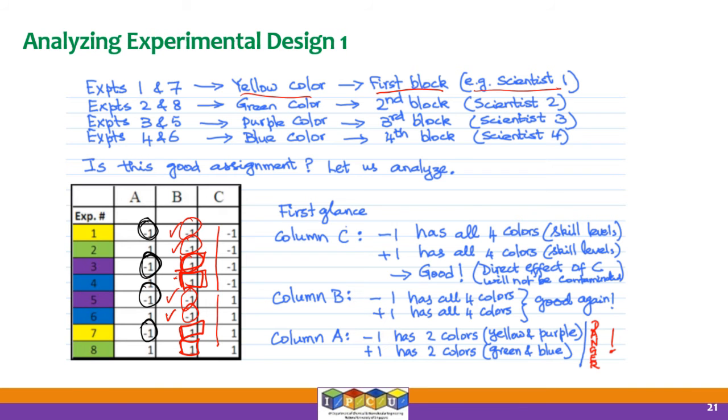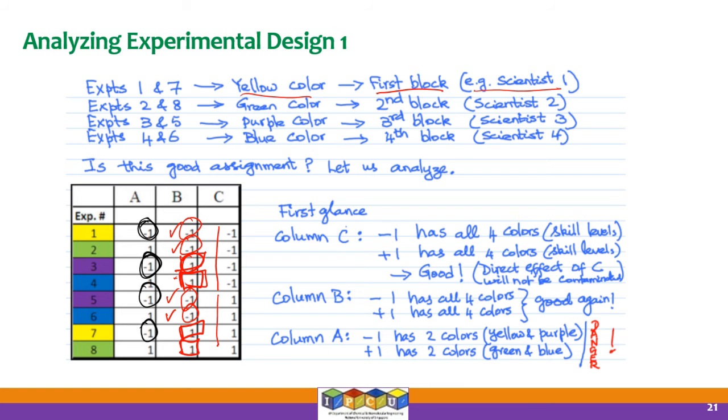So you see there's a difference between what we observed for columns B and C. There is something different when we analyze factor A. That means the low setting for factor A is assigned either to the yellow block or to the purple block. That means it is either in block 1 or block 3, and the setting A equal to +1 is assigned to the green and blue blocks only. That means the second and the fourth block.